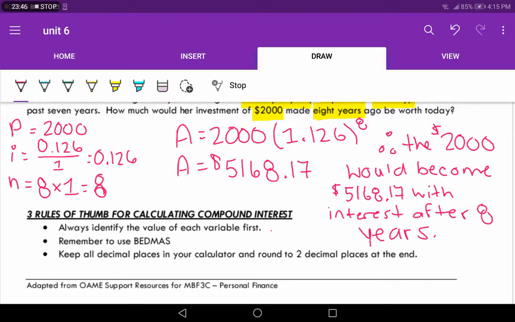Obviously, in all of these questions, we've been dealing with money. So just make sure you're always rounding to 2 decimal points because we know even though we don't have pennies anymore, we still use 2 decimal places when we're dealing with money. Okay, so this is the end of the 3rd lesson in our 6th unit on compound interest.